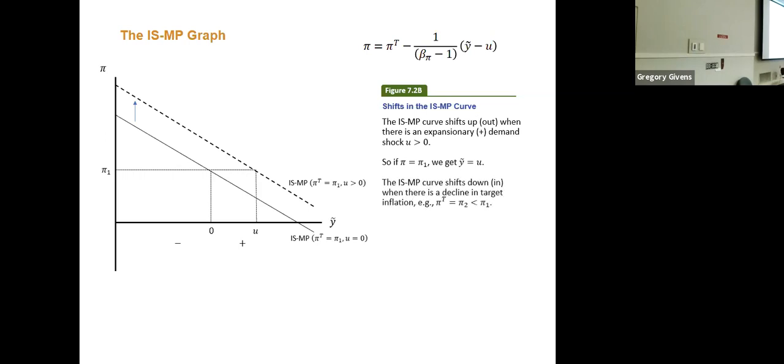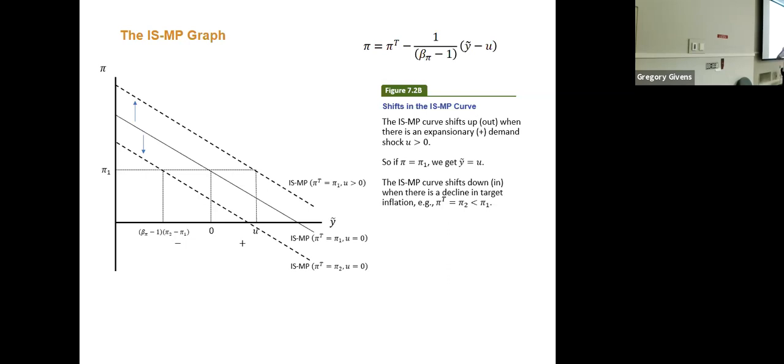It's going to shift to the left or down, right? So for instance, for an output gap of 0, and let's say no demand shocks, if target inflation falls from pi 1 to pi 2, then actual inflation would fall from pi 1 to pi 2. Or if you want to read the graph horizontally, perhaps the easier thing to do would be to say, okay, what if inflation stays at pi 1?